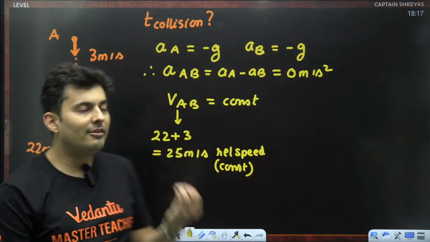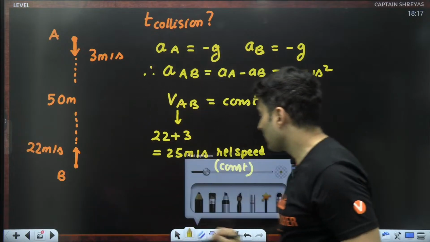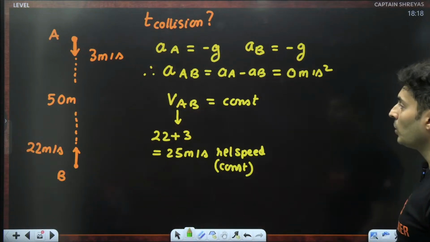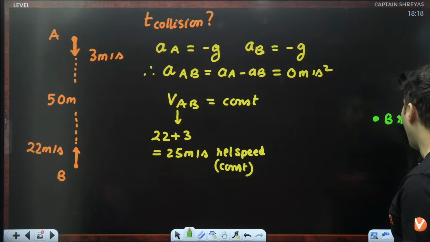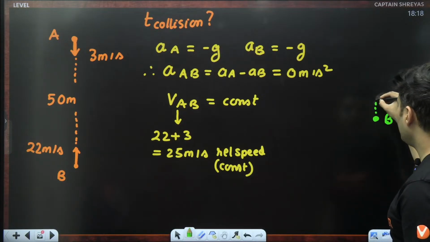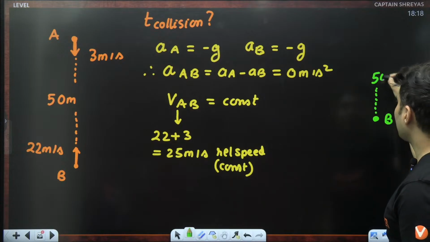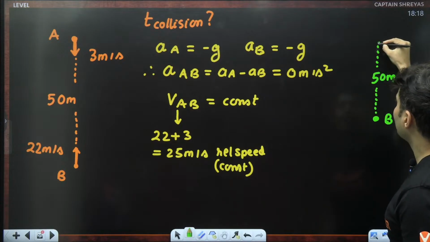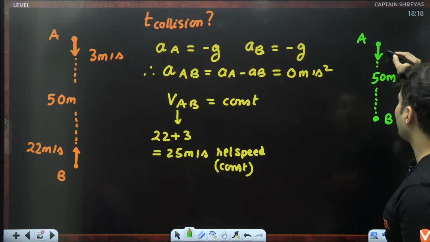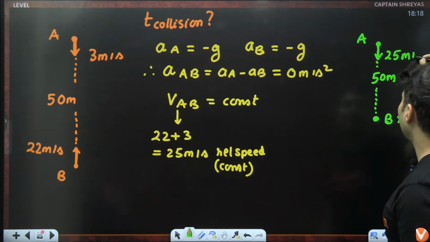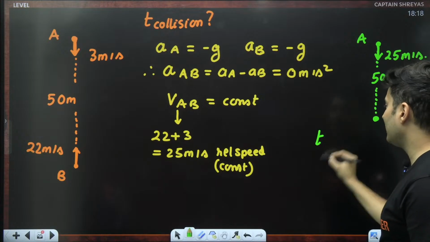Now it becomes a very laddu question. So if you consider B to be at rest and you go 50 meters away, you are just seeing another ball labeled A traveling towards it with a speed of 25 meters per second. What is the time to collide?